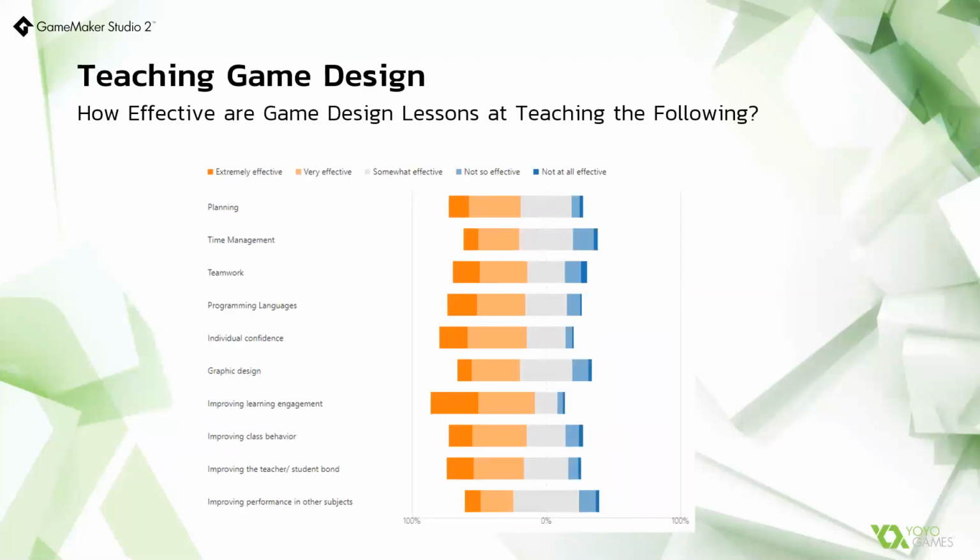And looking at the top performing elements based on their ratings of performing somewhat effective or better, we have learning engagement at number 1 at 94.6%, individual confidence at 94%, planning at 91.4%, improving the teacher-student bond at 90.6%, learning to program languages at 89.3%, and improving class behavior at 86.7%.